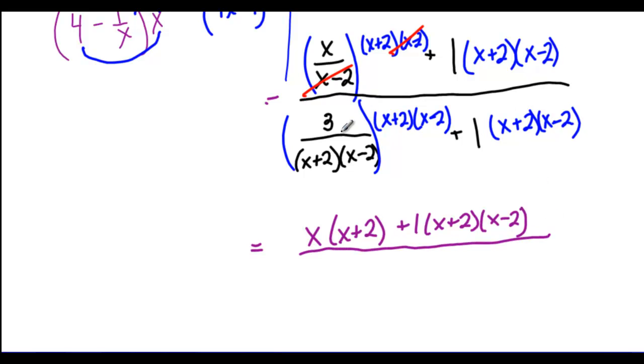Okay, and now let's look at the bottom half. So the x plus 2's are going to cancel here. The x minus 2's are going to cancel here. So we're just left with 3. And then here again, nothing's going to cancel, so we can just go ahead and rewrite the 1 times x plus 2, x minus 2. All right, now we're going to go through and simplify the numerator and the denominator, the top and the bottom.